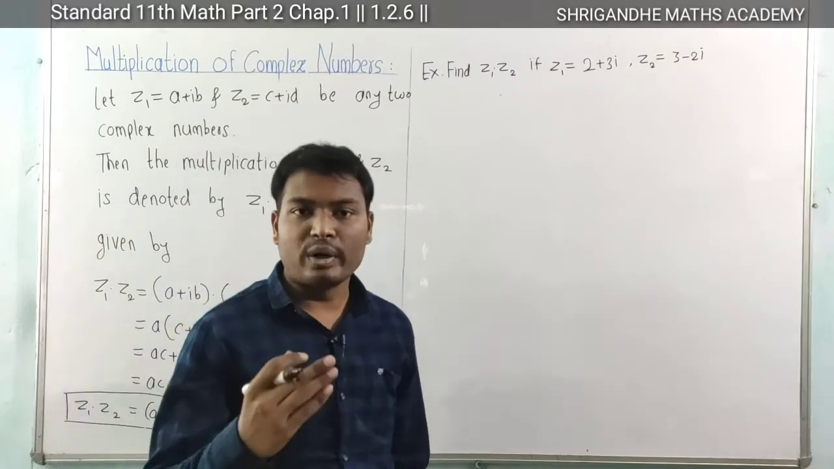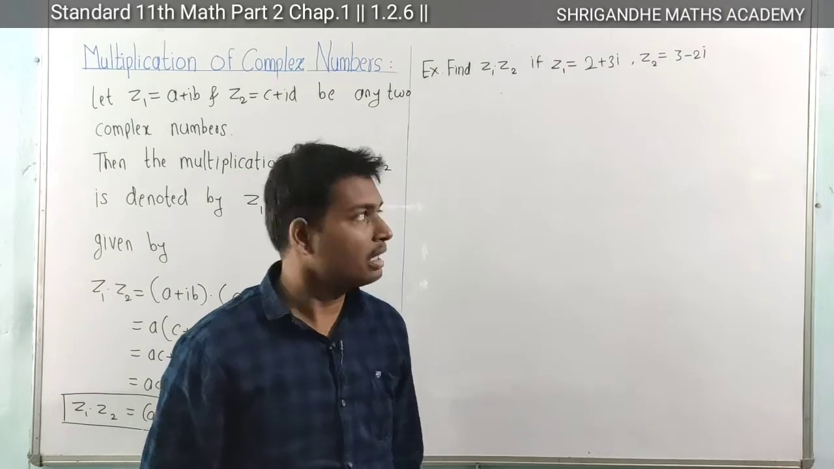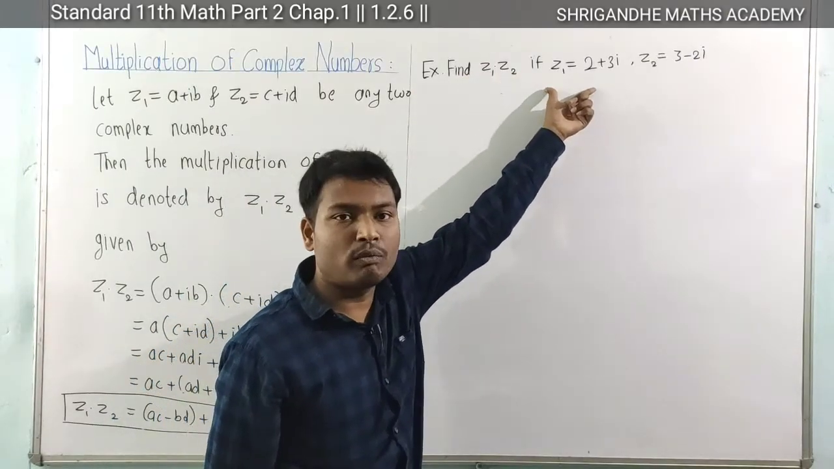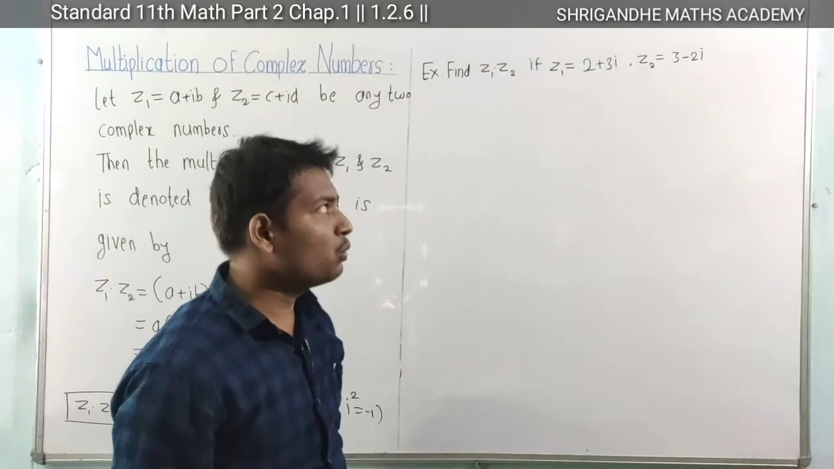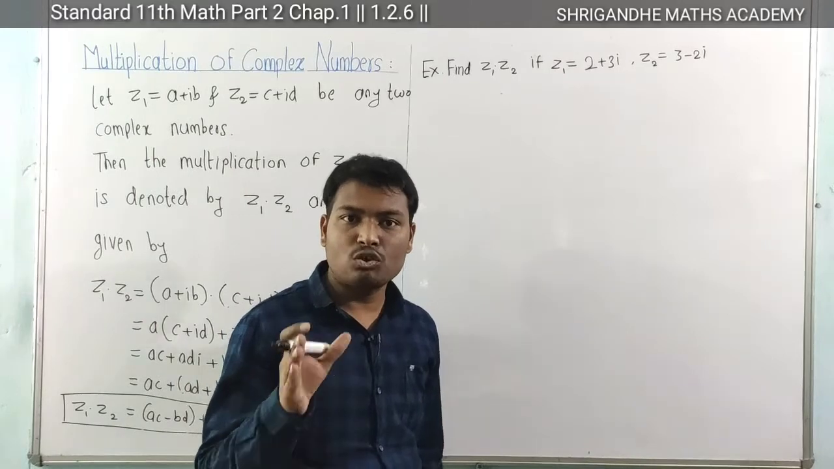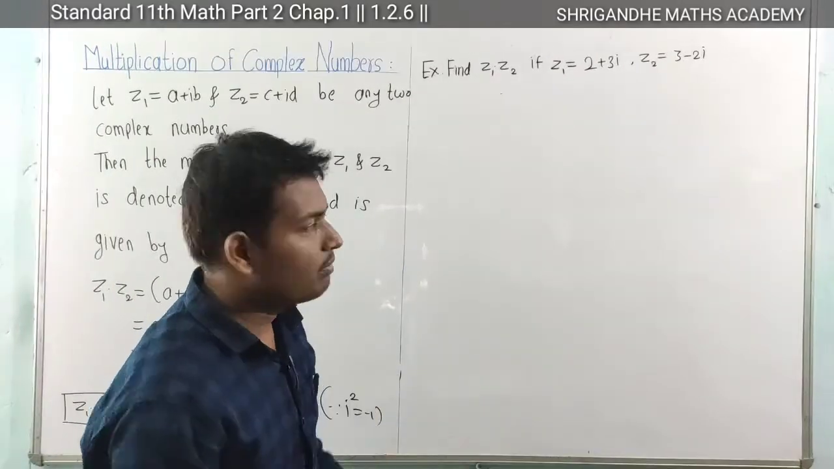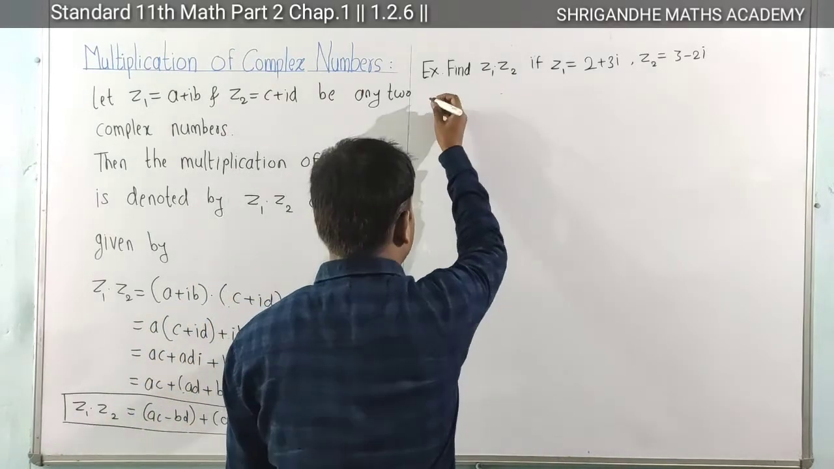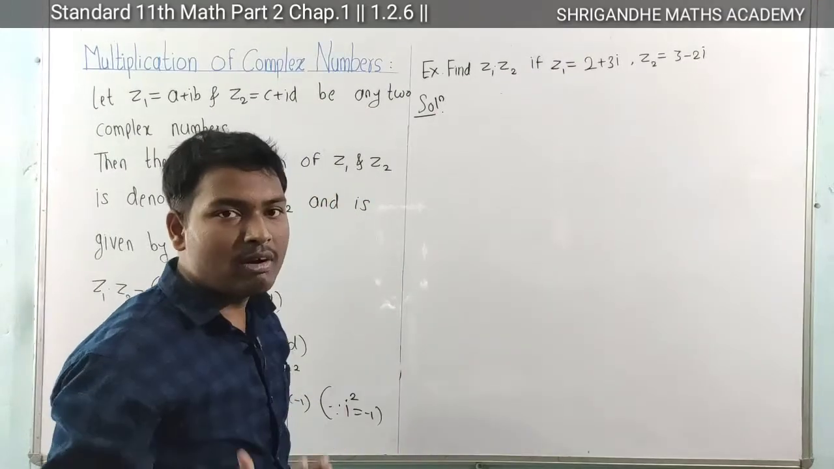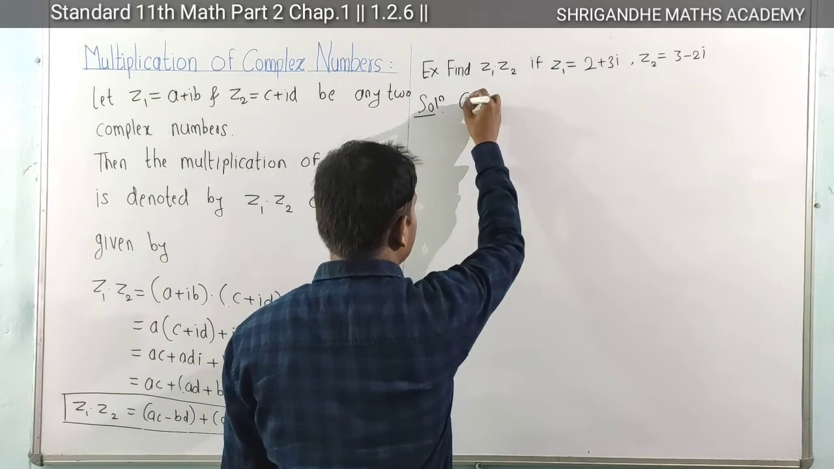Let us see one example depending on this concept. Example: find Z1 into Z2 if Z1 equal to 2 plus 3i and Z2 equal to 3 minus 2i. We have to find the multiplication of these two complex numbers. We use the same method as seen previously. Therefore, in the solution, first we write down the given part, then we use the method.